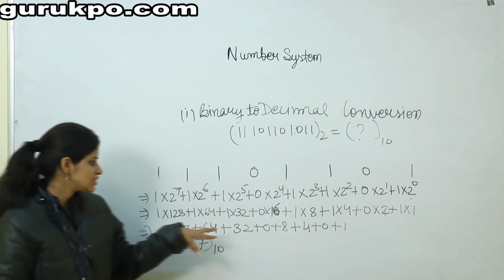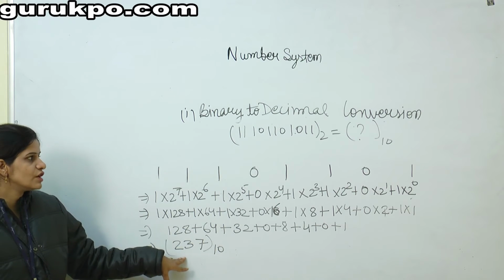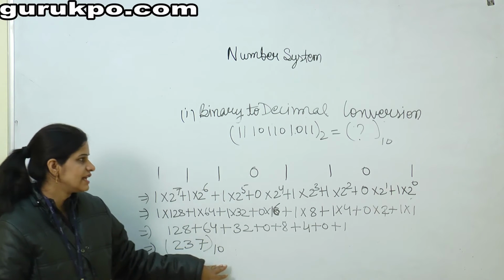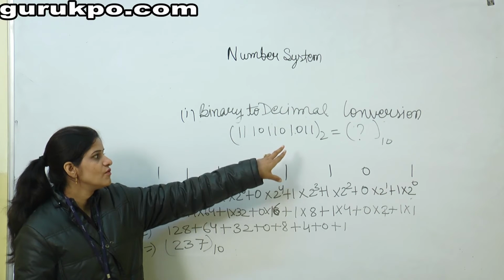Then solve this equation and write down the answer 237, which is converted to the decimal part. Then also solve the fractional part, that is 0 1 1.